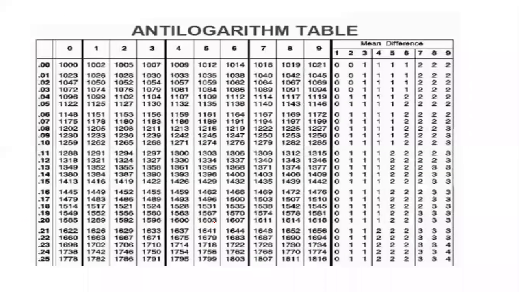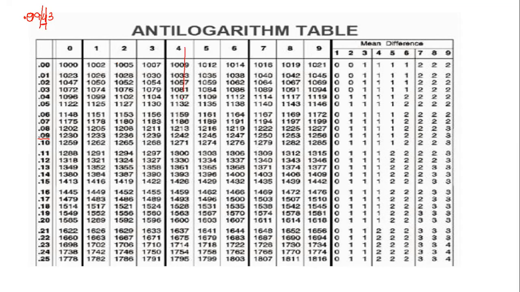Now I'll go to the antilog table. Antilog table and log table are not the same. The antilog table is different, the log table is different. Always remember antilog starts from 0.00. So we have 0.09. Again you divide that: 0.09, then 4, then 3. Always take 4 digits. So 0.09 is in the 0.09th row. Which column? We have to take the 4th column.